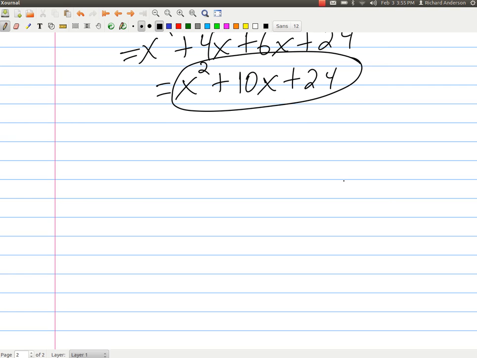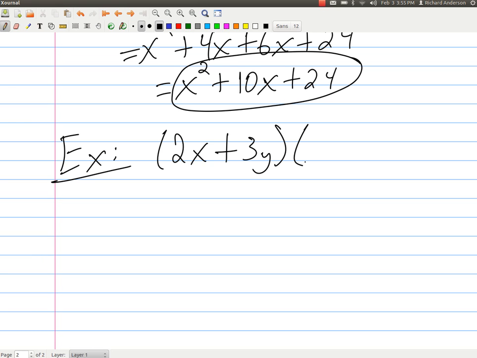Let's change things up here a little bit and look at a situation where we will have a couple of different variables or letters. All right, same directions, but now I'm going to have 2x plus 3y multiplied by 2x plus y. Okay, I'm going to use the exact same procedure. It's just going to look a lot different in my answer.